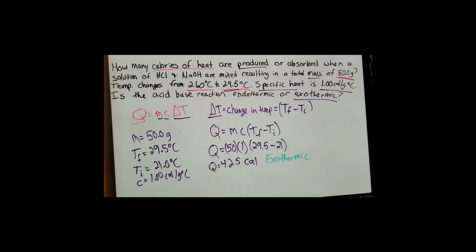Another way you can figure that out is simply by memorization. And what I mean by that is if you have positive Q values, so if the heat that you get is positive or greater than 0, it is going to be exothermic. If your Q values are less than 0, so if you get a negative Q value, that means that the reaction is endothermic.